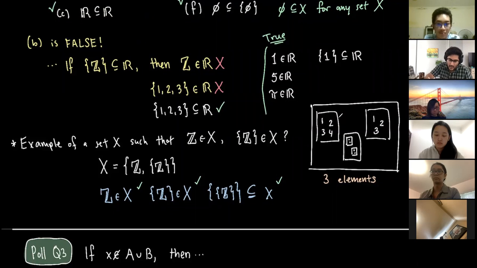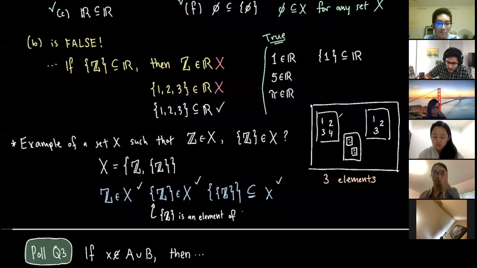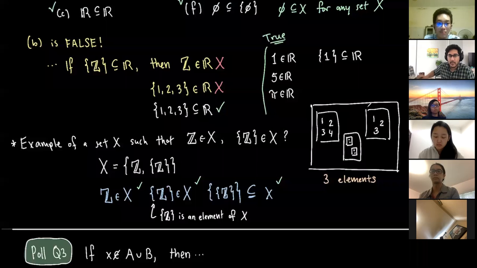So you can say that the set containing Z is an element of X. That's one way you would put it in words. Okay. If you're still confused about that, you can always come to my office hours and ask me.